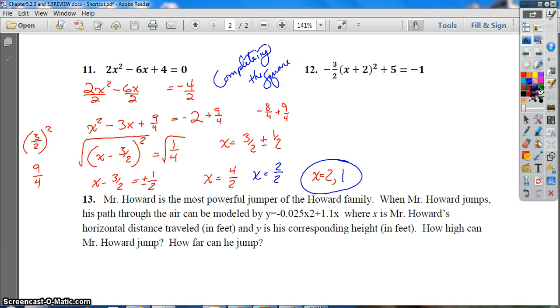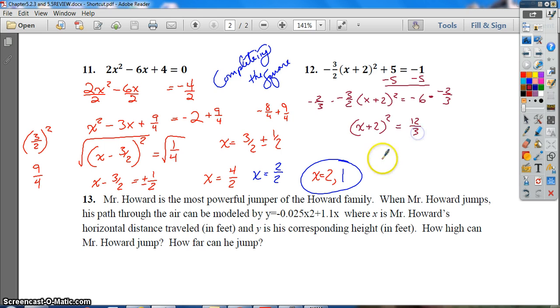Number 12. I'm going to use square roots again. This is negative 3 halves times x plus 2 squared equals negative 6, so multiplied by negative 2/3. Alright, so x plus 2 squared is going to be 12 over 3. So x plus 2 squared equals 4.